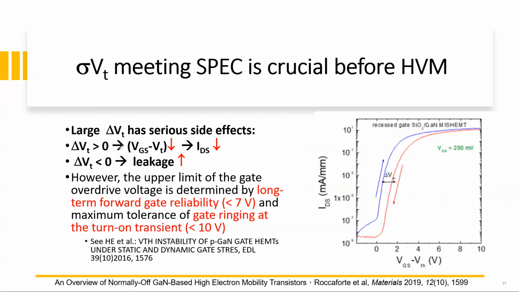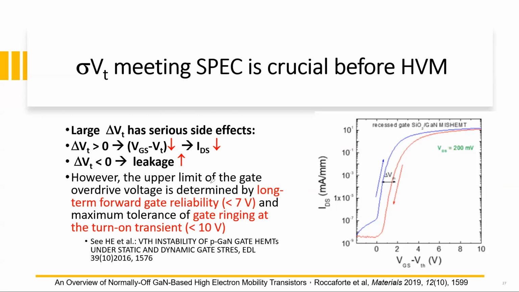Large sigma, large delta VT variation has very serious side effects, because if you move VT greater than 0, delta VT means your gate drive is effectively weaker, because the overdrive is VGS minus VT, right? This is your overdrive. Your VT increases, then the overdrive decreases. Overdrive decreases means your drain current reduces, right? And if your VT decreases, your leakage increases at the same time. So that's the dilemma.